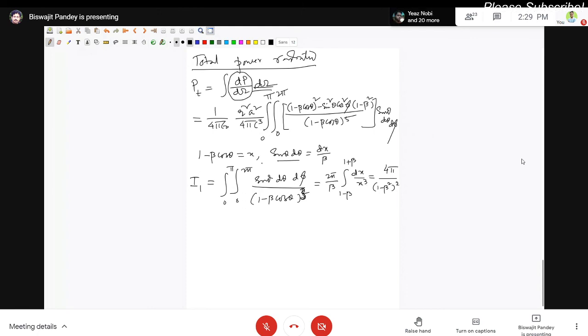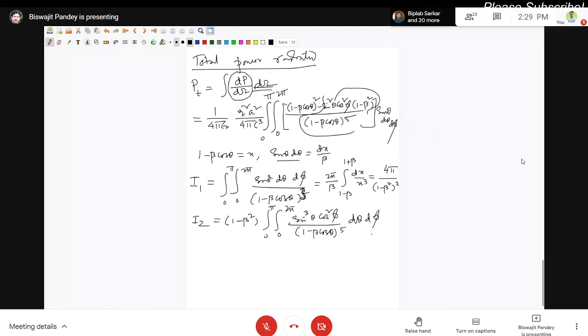This is the first integral, and the second integral is this one, just this entire thing into sine theta d phi. So there is a 1 minus beta square term, multiplied with this 0 to pi, 0 to 2 pi, and then we have sine square theta and sine theta, so sine cube theta, and cos square phi. So there will be two integrals, one sine and one minus beta cos theta whole to the power 5 d theta d phi.